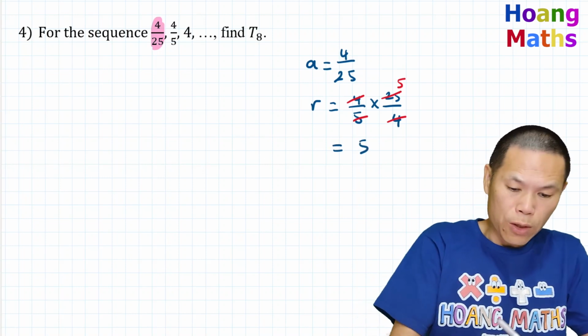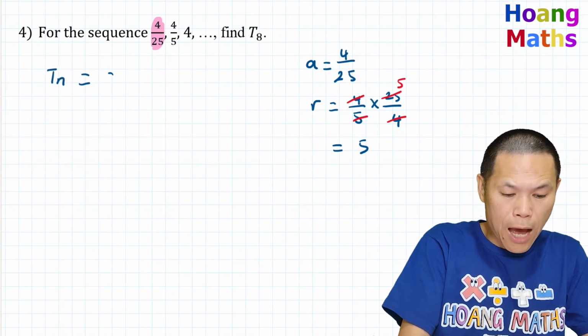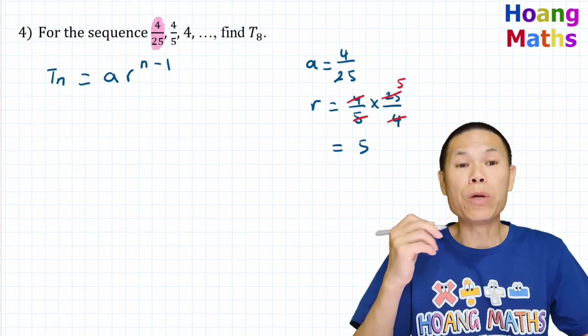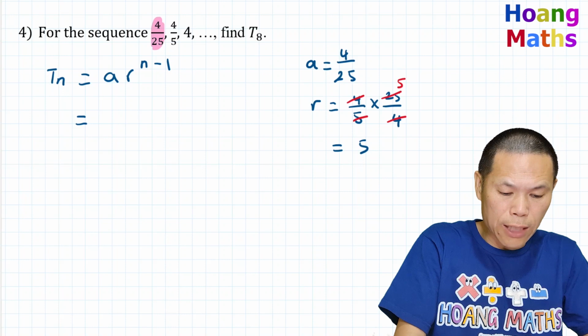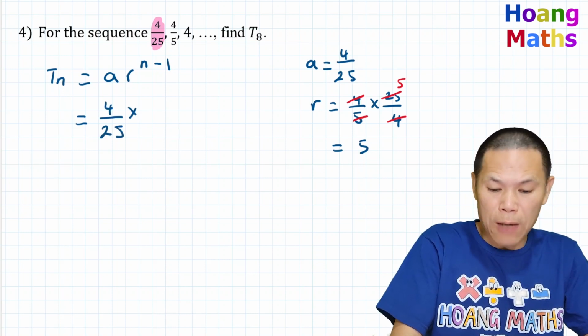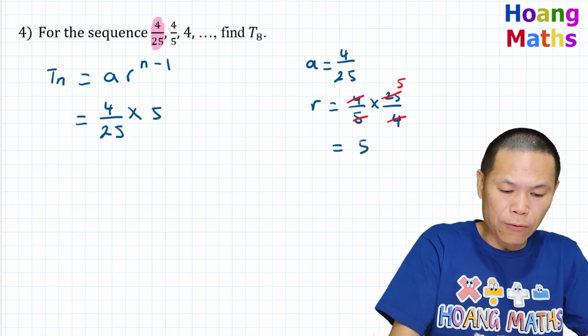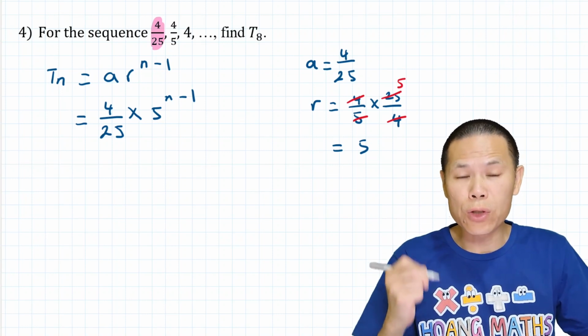Therefore, we know that T of n will give me A times R to the power of n minus 1. And we know that A is 4 over 25. Let me just quickly write this down: 4 over 25, and we times by R to the power of n minus 1. R is 5, so 5 to the power of n minus 1. That is a general rule for this sequence.